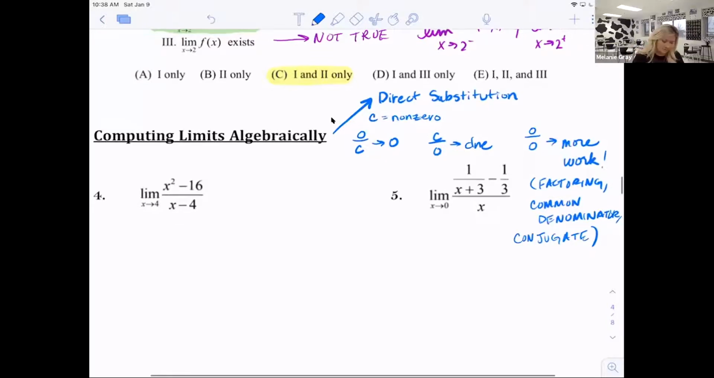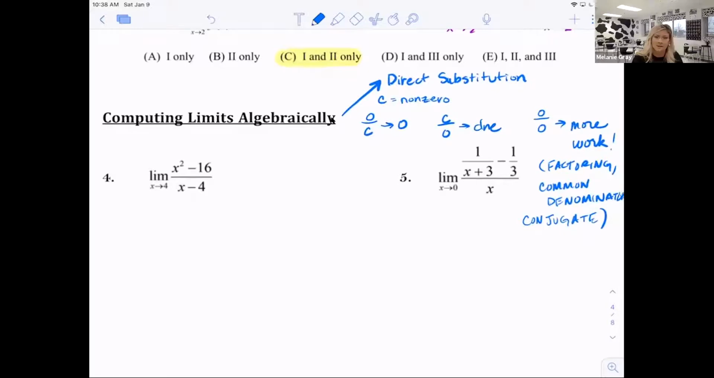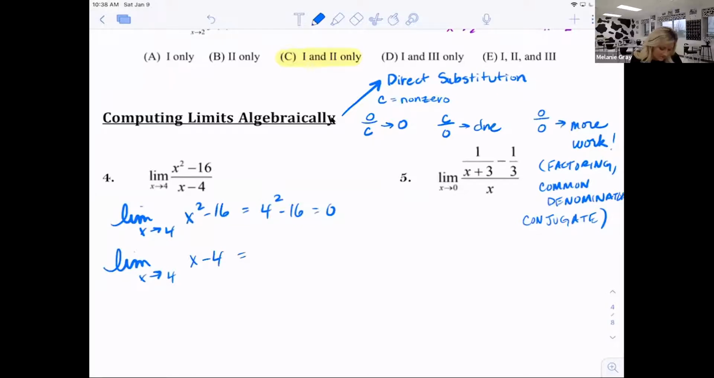So looking at number 4, we have the limit as x approaches 4 of this rational function x squared minus 16 over x minus 4. So if you sub 4 in for x, you're going to get 16 minus 16 on top, which gives us 0. So I'm going to write the limit as x approaches 4 of x squared minus 16 gives us 4 squared minus 16, which is 0. And then separately, I'm going to write the limit of x minus 4, the denominator, is 4 minus 4, which also gives us 0.